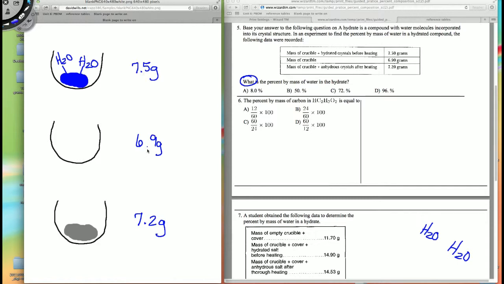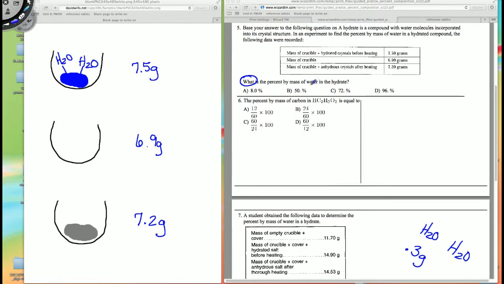So we're at 7.5 minus 7.2, and we're going to end up with 0.3. So let me get my pen back. Okay, so these water molecules are going to weigh 0.3 grams. Okay, that takes care of the mass of my part.